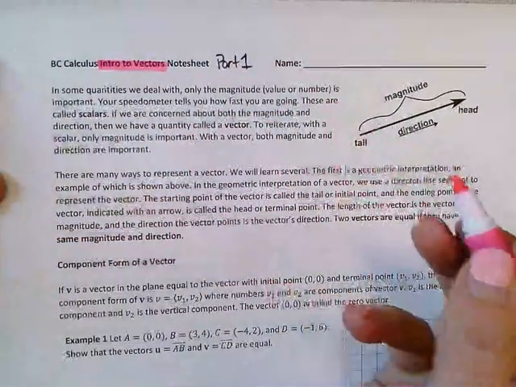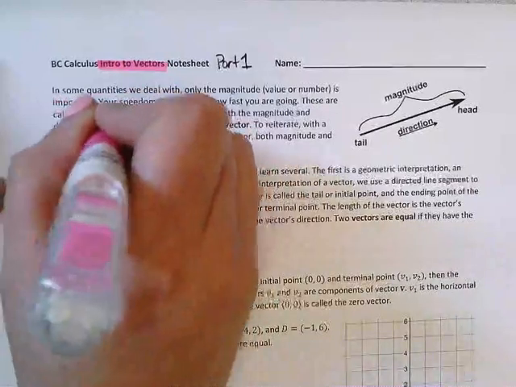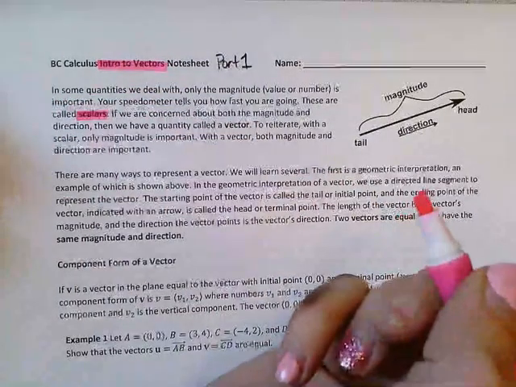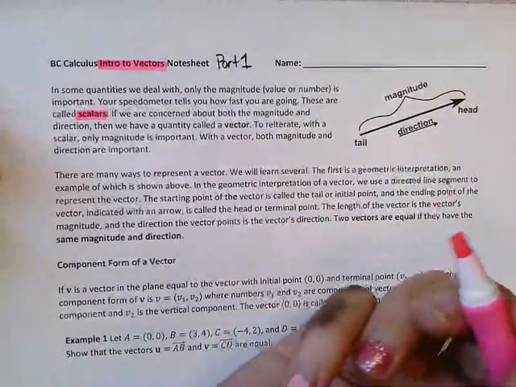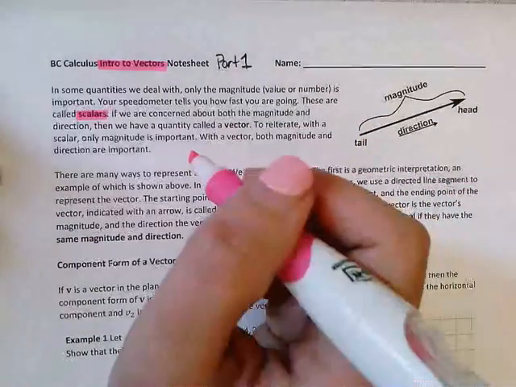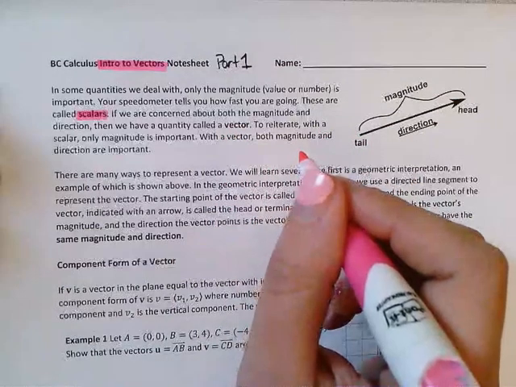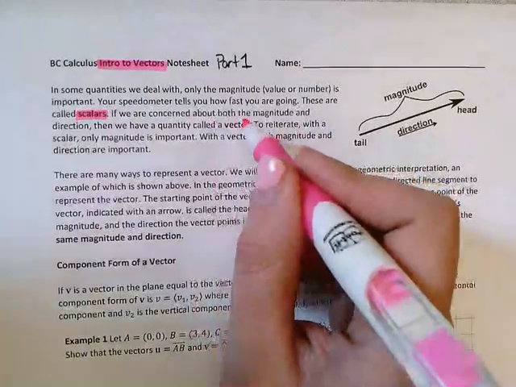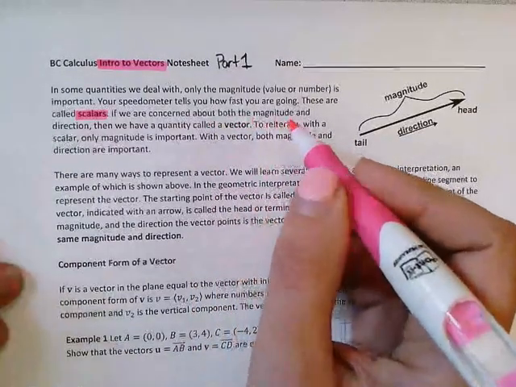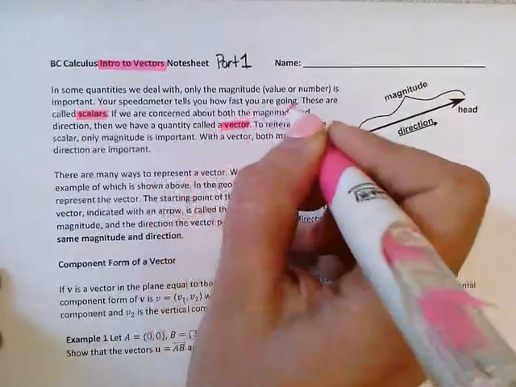So a few things that you have to remember: what is the definition of scalars? Scalars are only the magnitude. For example, your speedometer tells you how fast you're going. So that's a scalar. But if we're concerned with both the magnitude and the direction, then we have this thing called a vector.